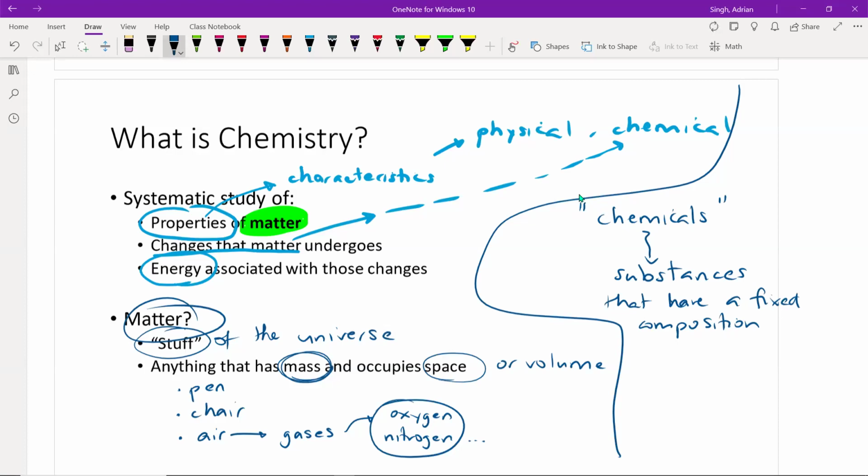So similarly, something like water, even though we don't necessarily think of it as a quote unquote chemical, it is a substance that has a fixed composition, right? You may recall or you may know that water has a chemical formula, H2O. So two hydrogens and one oxygen combine, and that's the fixed composition of water. And it's a chemical as a result of that.